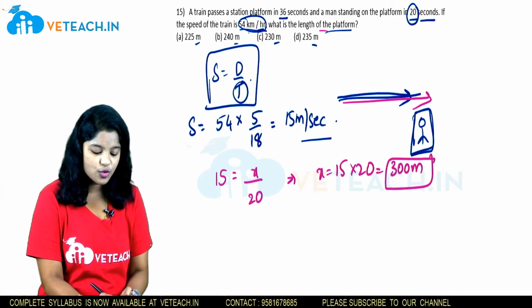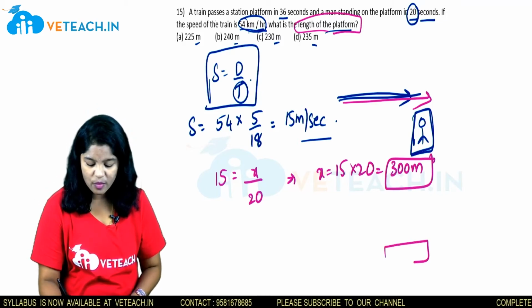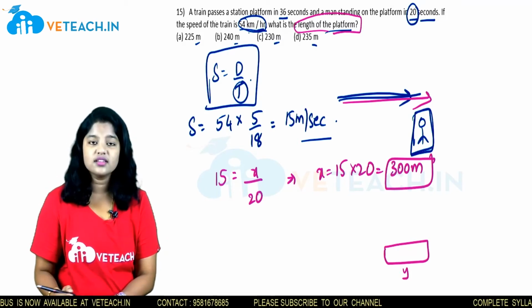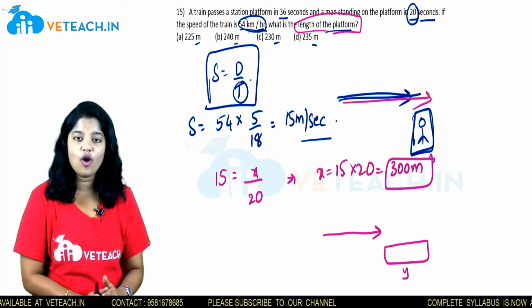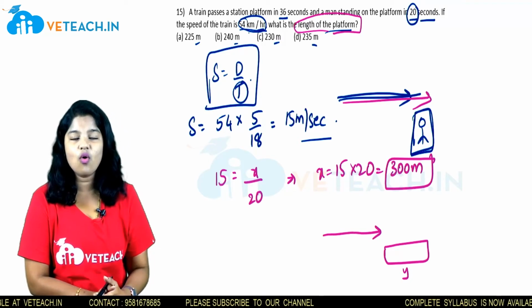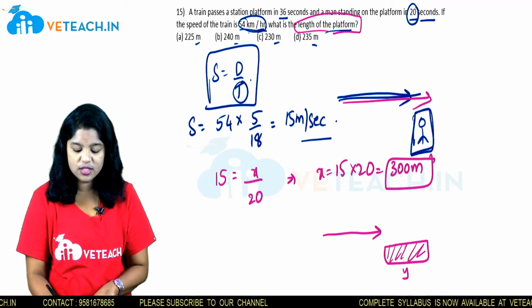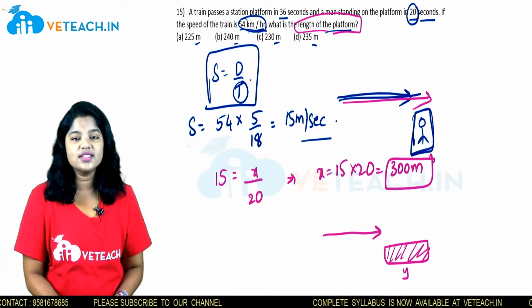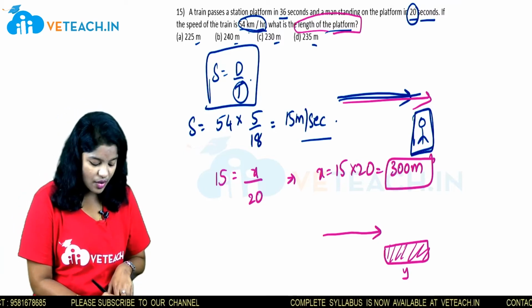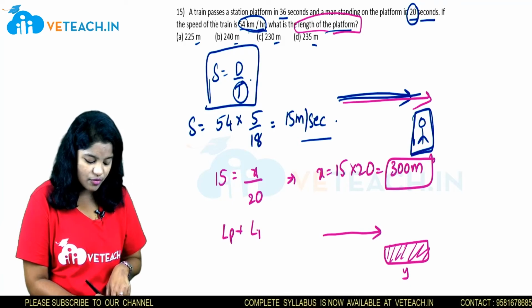Now they have asked us to find the length of the platform. Now suppose a platform is there, of some y meters. If the train has to cross this platform, it should travel the whole length of the train, and it should also cover the distance of the platform. So the total distance covered in this case will be the length of the platform plus the length of the train.